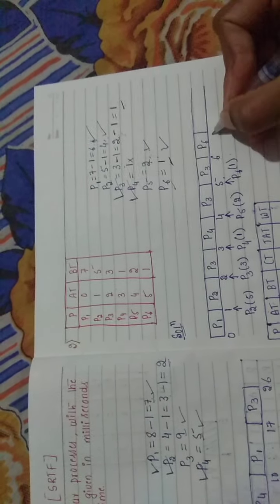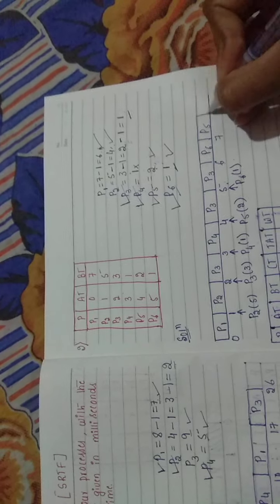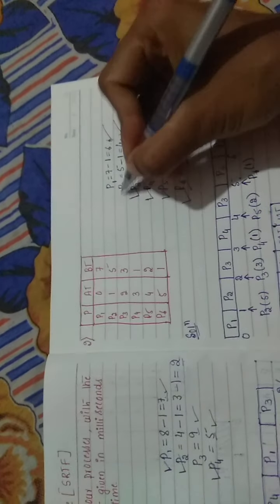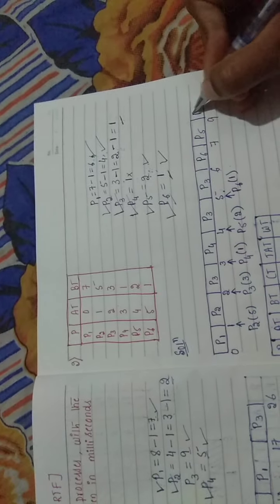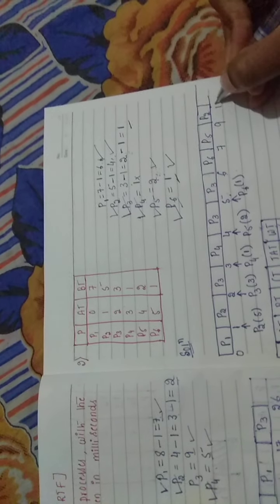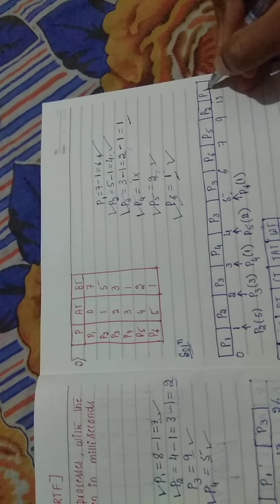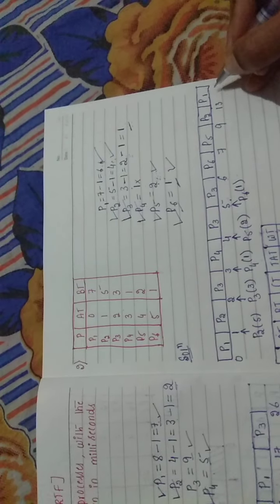6 plus 1 is 7. Next to least is P5. 7 plus 2 is 9. Next to least is P2. That is 9 plus 4 is 13. Last served is P1. 13 plus 6 gives 19.